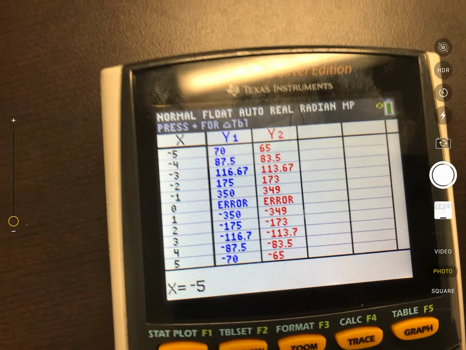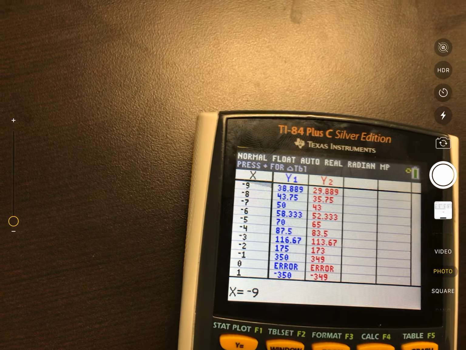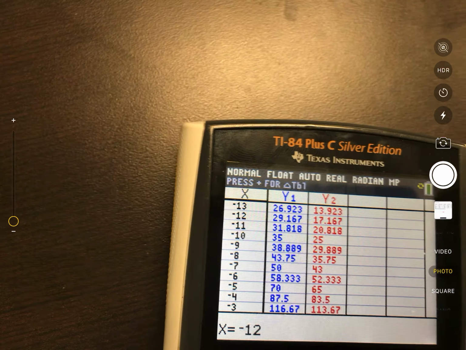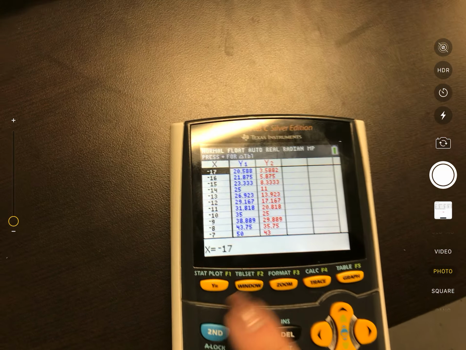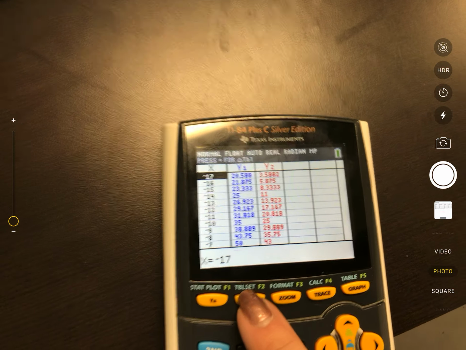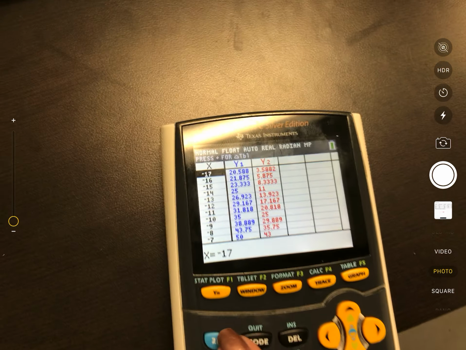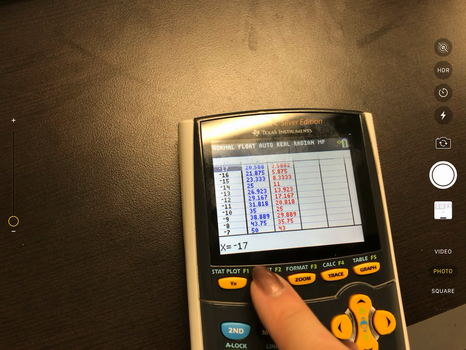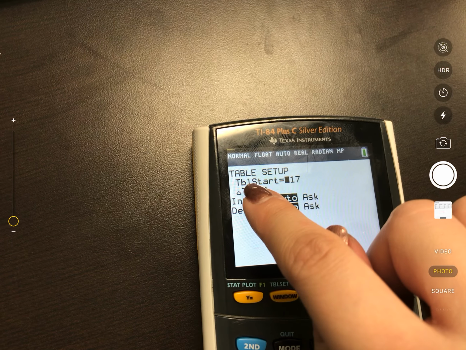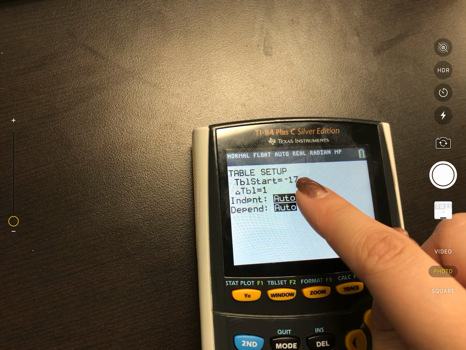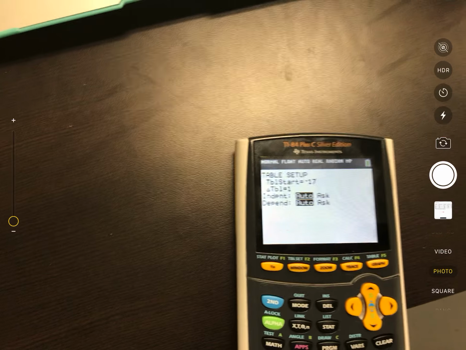Now let's say, for example, I scrolled super, super far, and you're like, oh my gosh, it's going to take me forever to scroll all the way back to 1. So this is what you want to do. There's a button called Table Set. To get to Table Set, it's in blue, so I'd have to hit the second blue button and then Window. Now this is going to be like our table start. If we want our table to start at positive 1, we would type in positive 1.